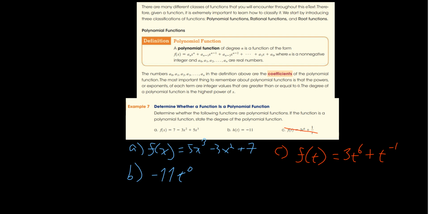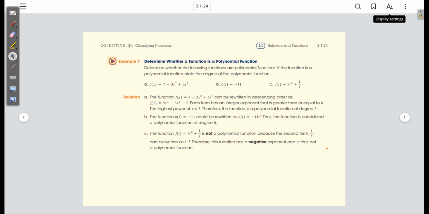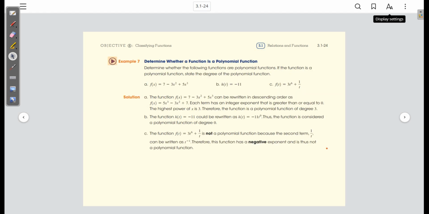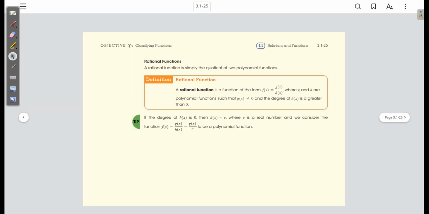A and B are. So hopefully you remember your exponent rules, and you'll be just fine on those questions. Yeah, same thing I said. We're good. All right, rational functions next.